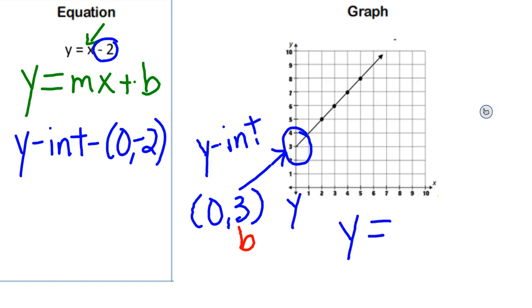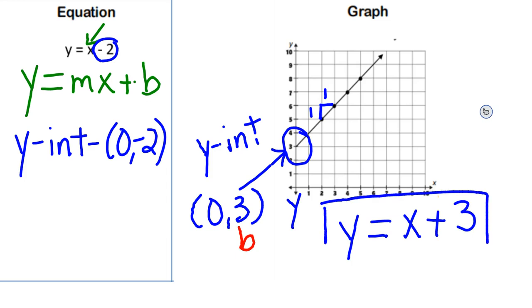Y equals mx, right? But let's see, it is a slope of 1 over 1. So it's just x. And then we're adding 3. So now we've written our equation. It's not a proportional relationship, it's not going through the origin, but it is a relationship. We're adding 3 each time. You can see we have 0, 3, 1, 4, 2, 5, 3, 6, so on and so forth.